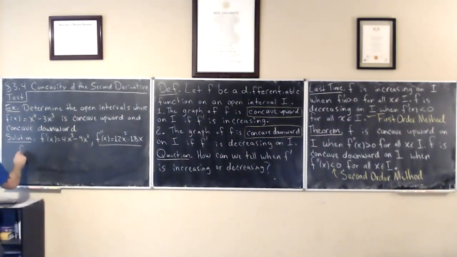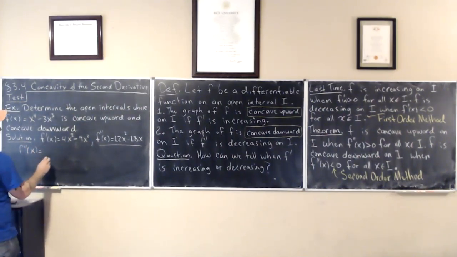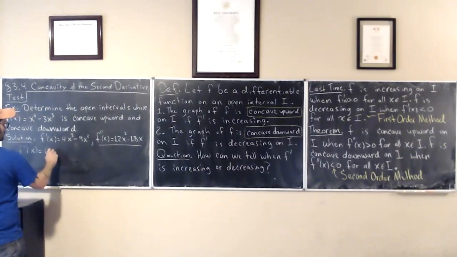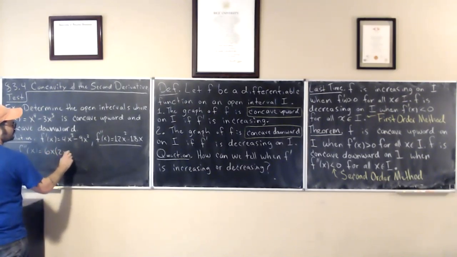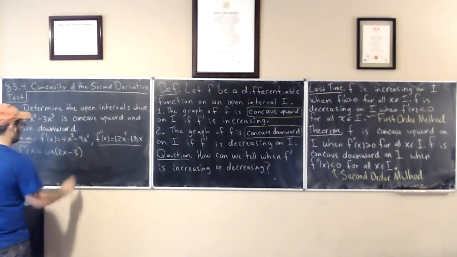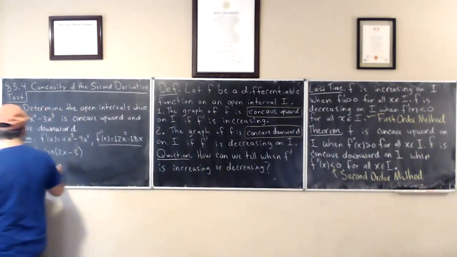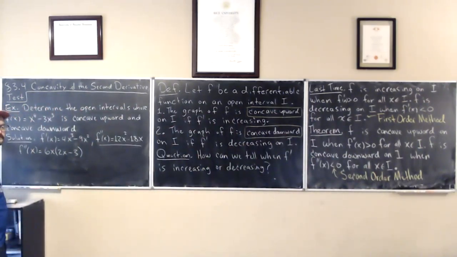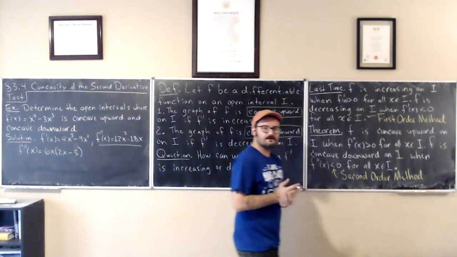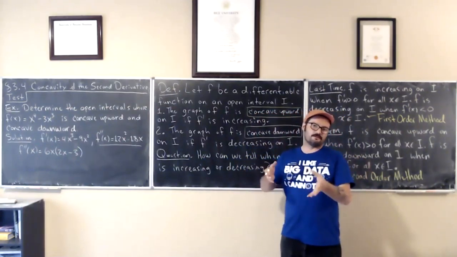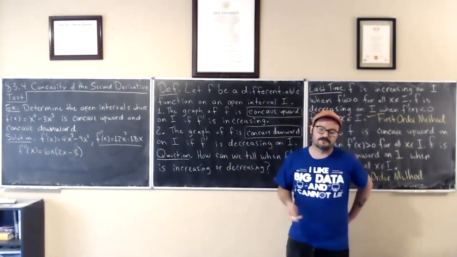So f double prime of x is equal to, really, what can we factor out of there? 6x and 2x minus 3. Okay, so we just need to know when this thing is positive, when is it negative, right? So we should probably find out when it's equal to 0, right? And once we find out when it's equal to 0, we can just test left and right of all those values of x where that function is equal to 0. So finding the zeros of it.